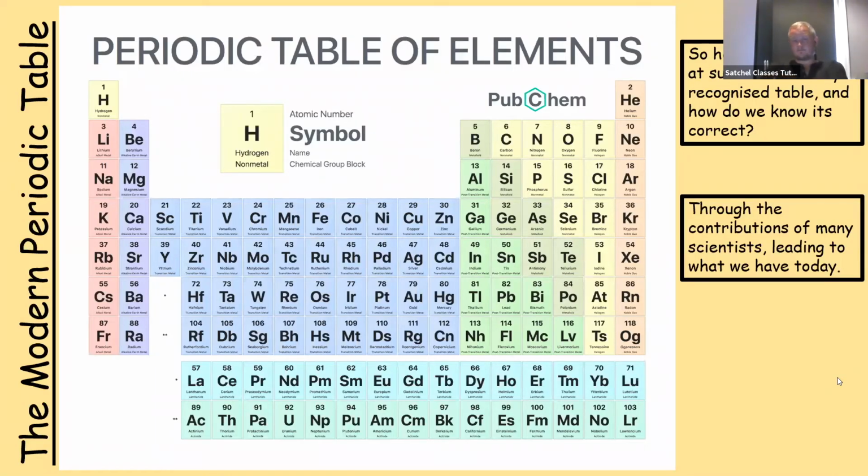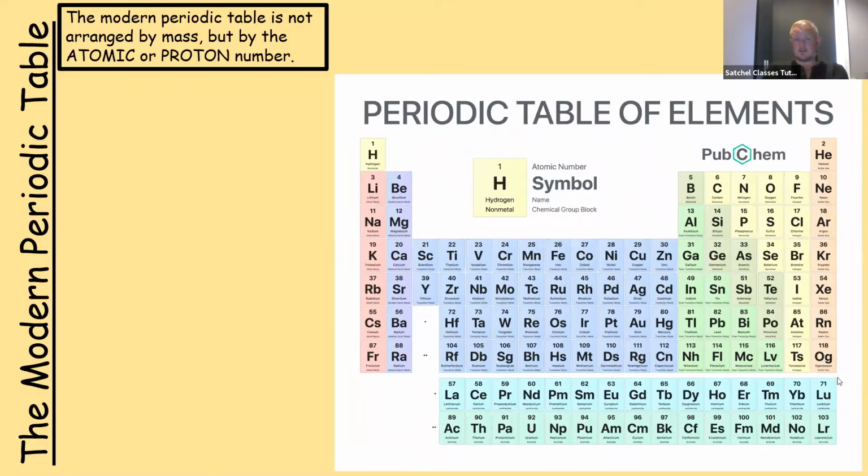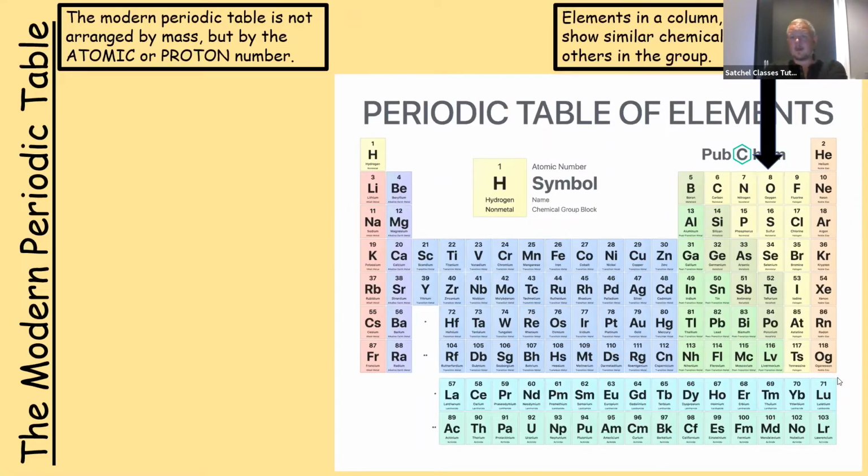So then, how did we arrive at such a universally recognized table? And how then do we know it's correct? Well, in truth, it's through the contributions of many scientists leading to what we have today. What we have today is a new periodic table that's arranged not by mass, but by the atomic or proton number. Elements that exist in a column or group show similar chemical properties to others in the group.